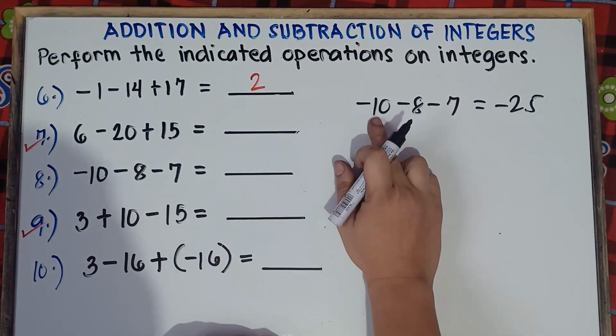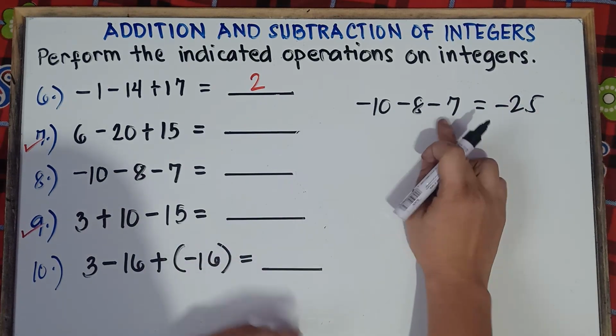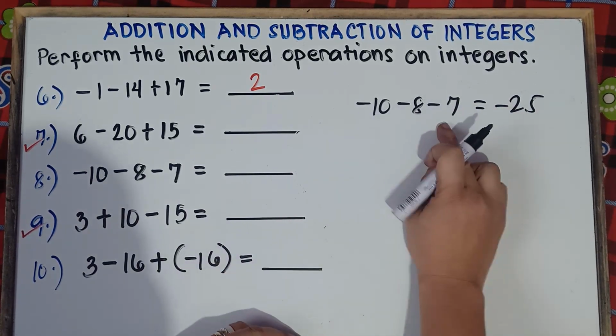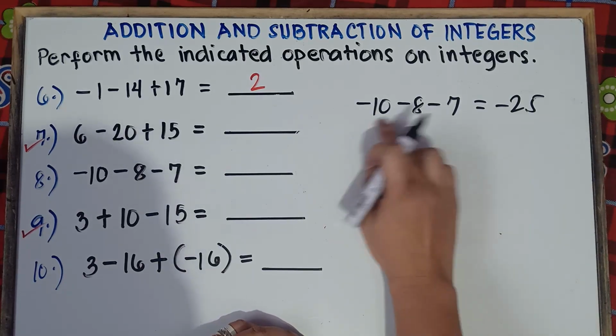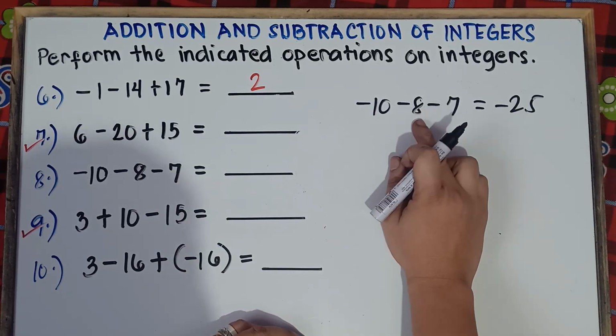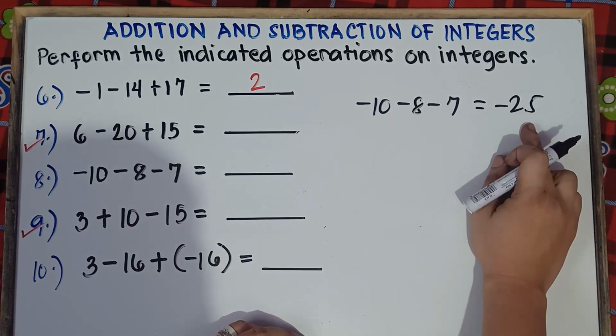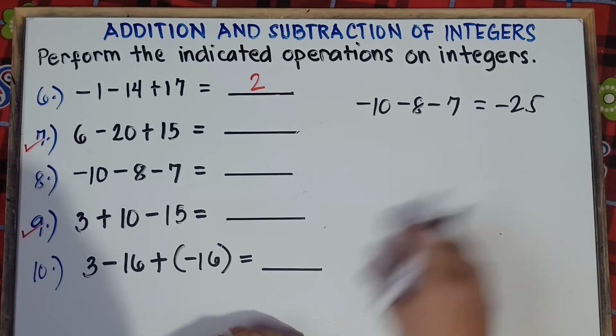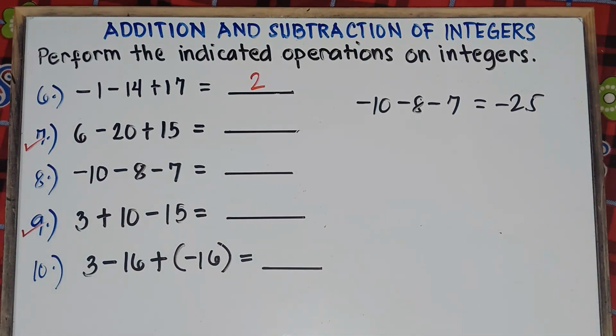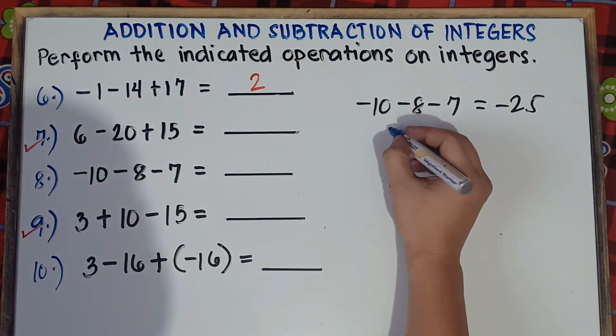You think of this one as negative 10, negative 8, negative 7. Simply copy the negative sign and then add the numbers. 10 plus 8, that's 18, plus 7, that's 25. But since we need to do it step by step, class, we need to explain this one. So let's do it step by step.